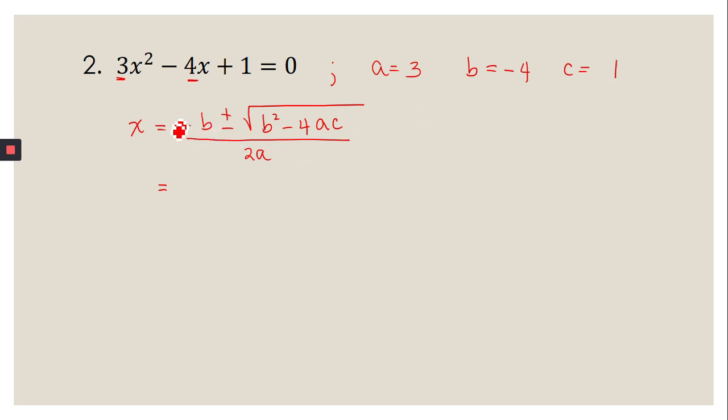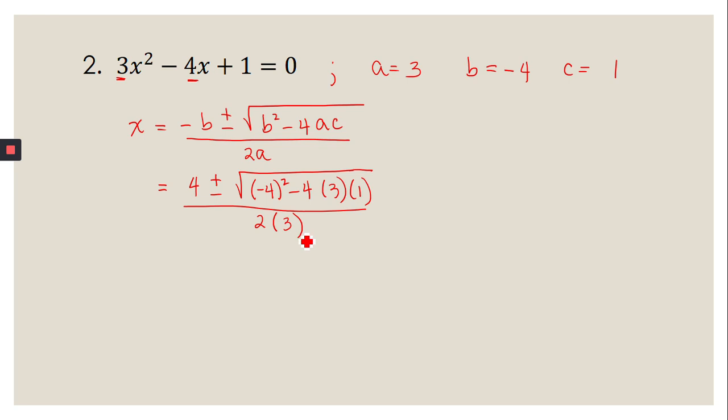Negative b, so opposite of b. If it's negative, make it a positive, so that will be 4 plus minus the square root of b is negative 4 squared minus 4 times 3 times 1, right? This is your a and this is your c, all over 2 times 3. Okay, your a is 3.